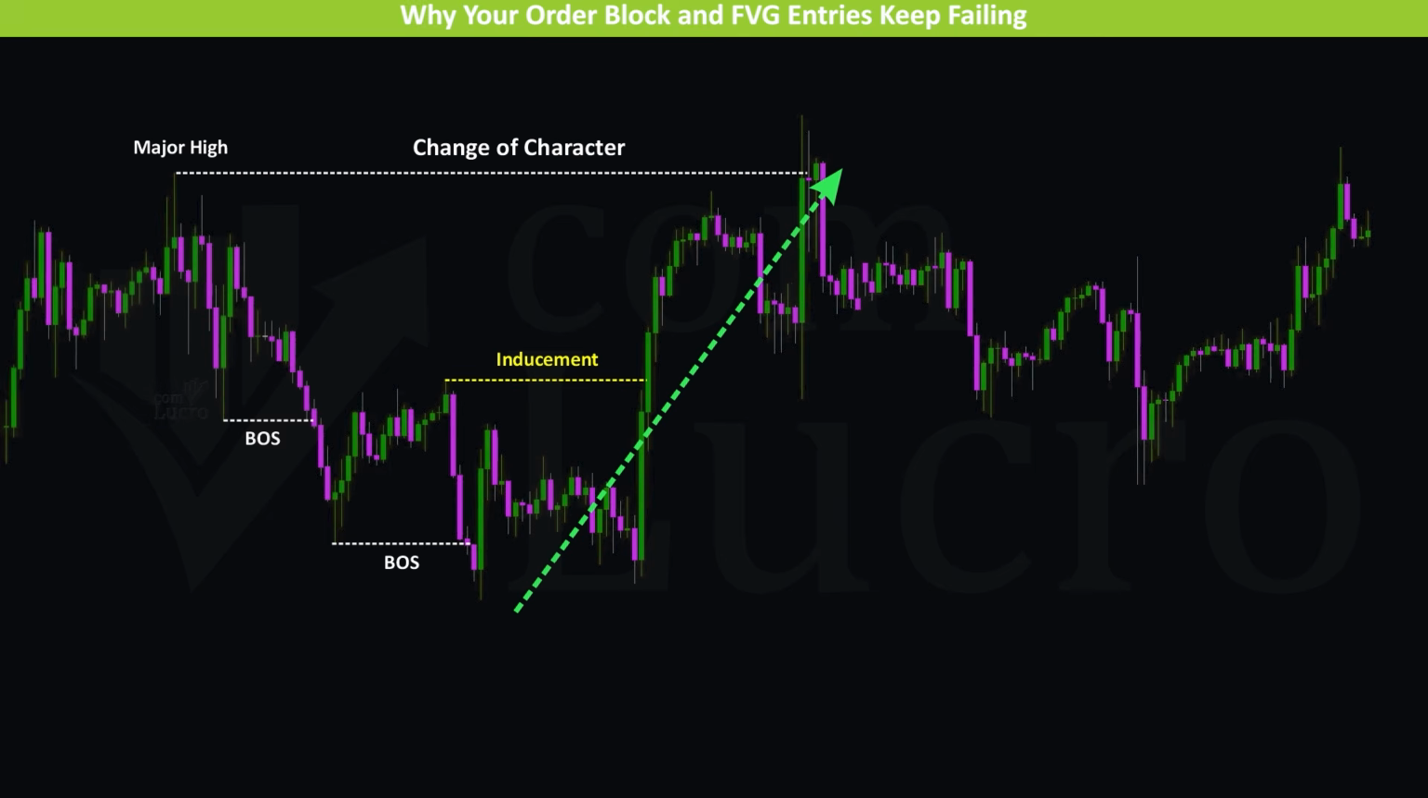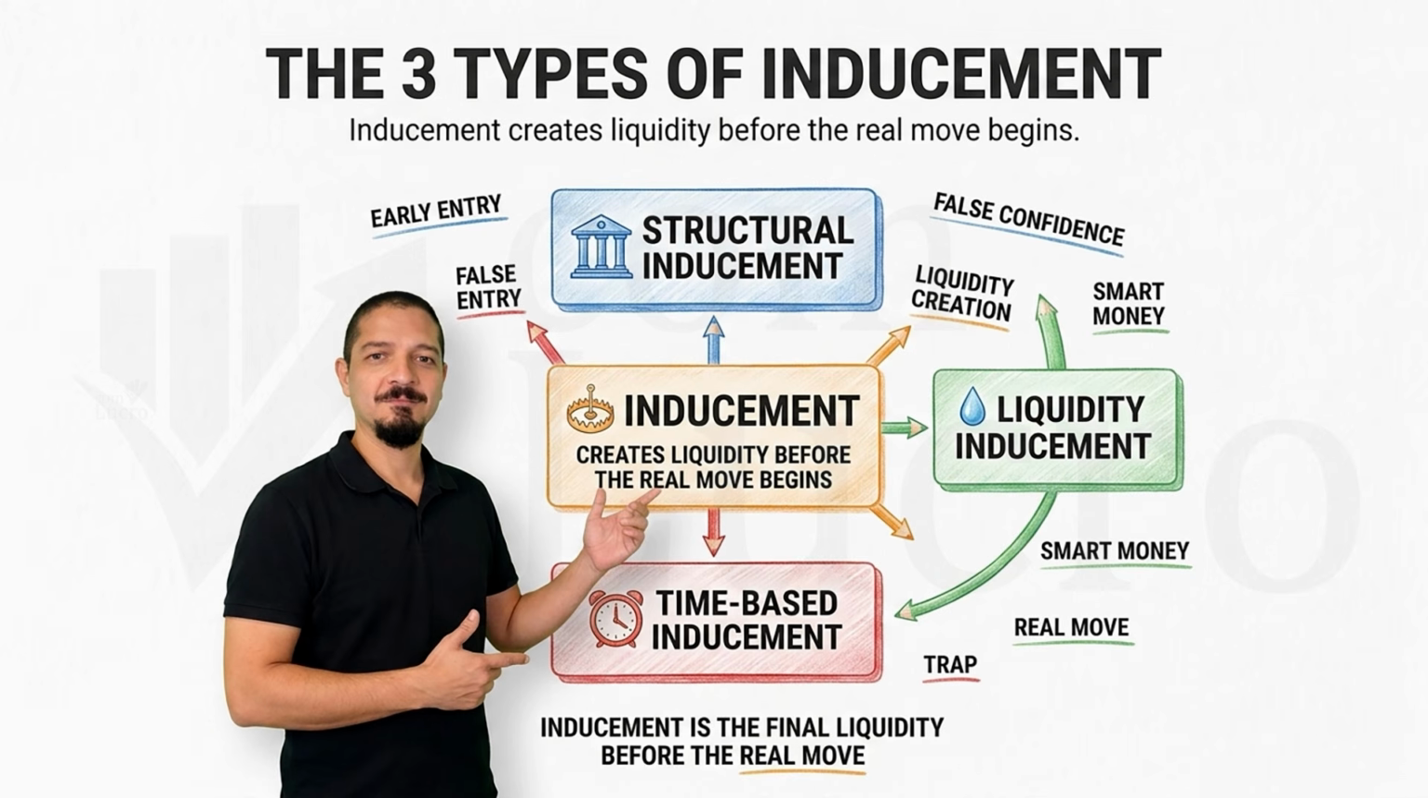So where should we look for a long entry on this chart? But before we move forward with order blocks or fair value gaps, we need to pause and understand one critical element. What exactly was that inducement level that price removed? Because without understanding inducement, you will constantly refine entries at the wrong place and miss the real point of interest. At its core, inducement is the process of creating liquidity before the real move takes place.